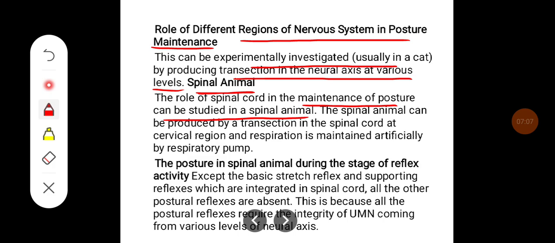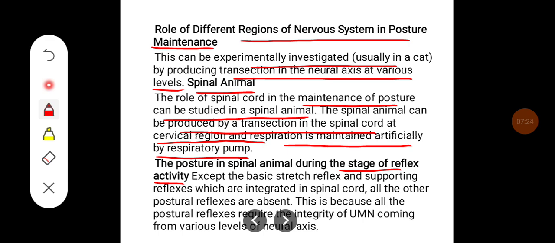The spinal animal can be produced by transection of the spinal cord at the cervical region, and respiration is maintained artificially by a respiratory pump. The posture in the spinal animal during the stage of reflex activity.